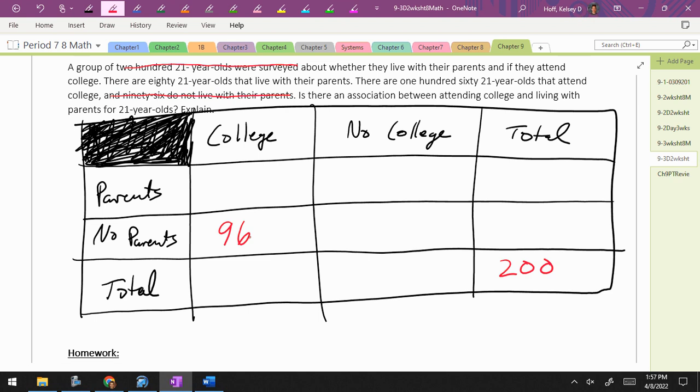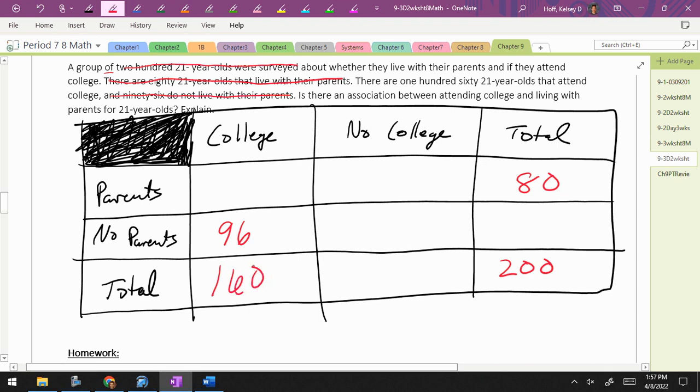There are 80 21-year-olds that live with their parents. 80 total parents. Total of parents. In that case, we don't know if they go to college or not. So then the last statement says 160 attend college. Total college will be 160. Good.